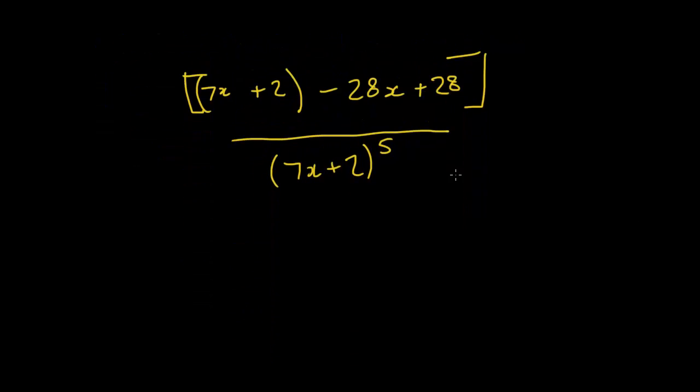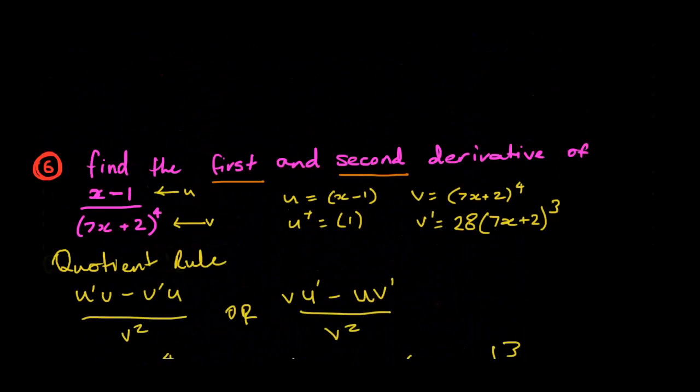Now we can simplify this further. 7x minus 28x gives minus 21x, plus 30, and then you end up getting this over (7x plus 2) to the 5. This is our first derivative. So we've found the first one, now we need to find the second one. Let's go down to the second one, shall we?